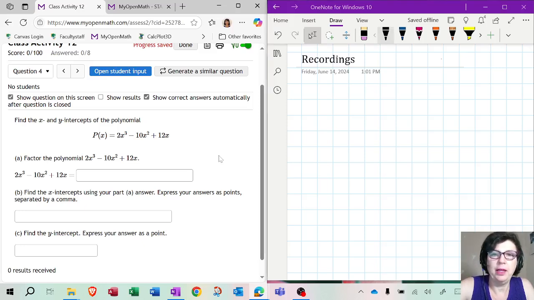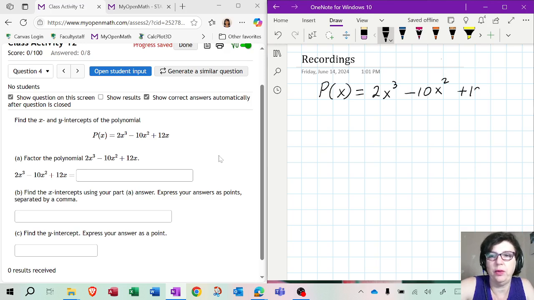Hi guys, let's take a look at the polynomial and finding the x and y intercepts. So here we got 2x cubed minus 10x squared plus 12x. By the way, because this polynomial's highest power of x is 3, this polynomial is degree 3. So hopefully you know that already, but just in case.